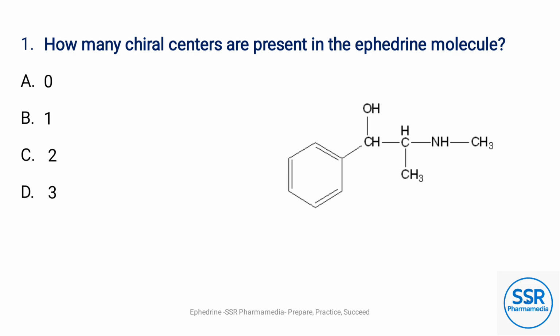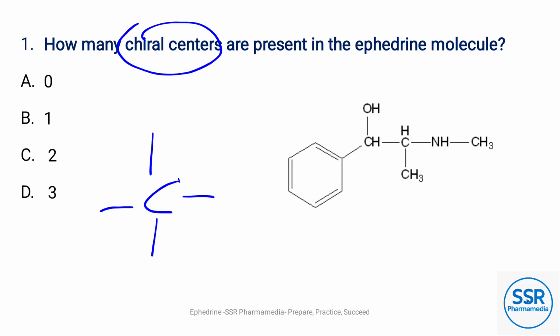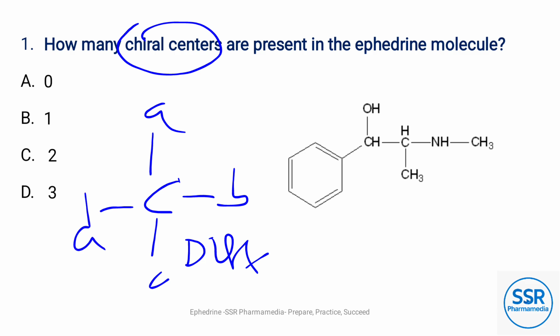So the first question, how many chiral centers are present in the ephedrine molecule? So what do you mean by chiral center? The carbon valence is 4. When the 4 valencies are satisfied with different groups, that is called a chiral center. So here, you can check the options: option A 0, option B 1, option C 2, option D 3.